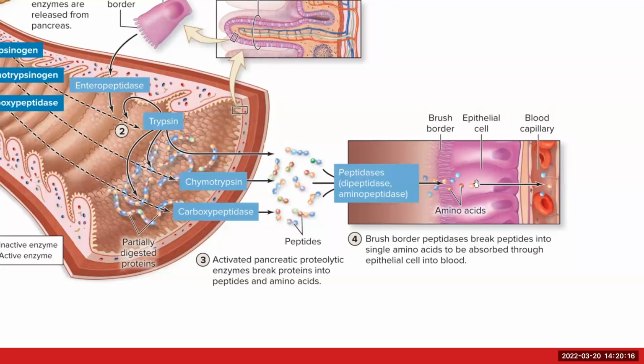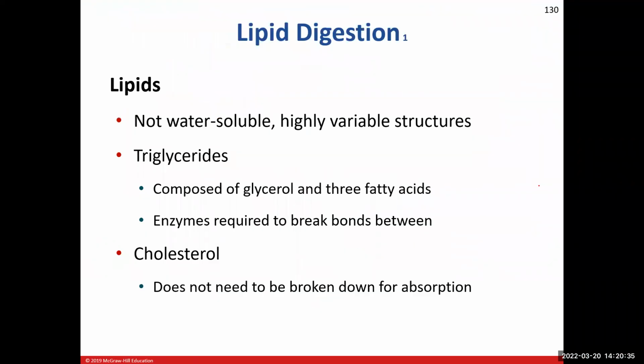If the cell needs to use it for anything, they've got amino acids there, or they can then transport and absorb the amino acids into the blood, which will then get carried throughout your circulatory system and go to certain tissues, and go to the liver for plenty of different processes. Amino acids, if you wanted to make glucose through the process of gluconeogenesis.